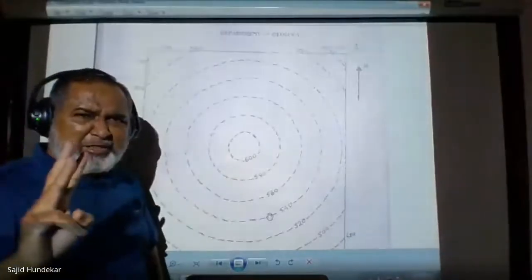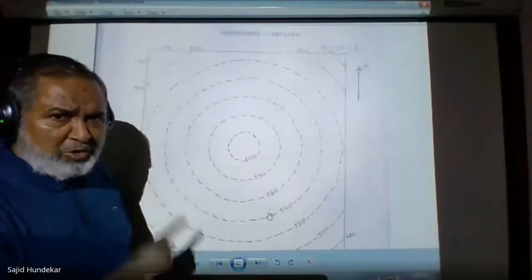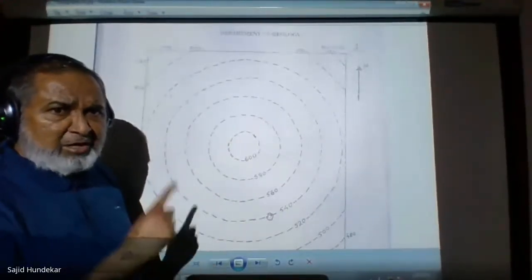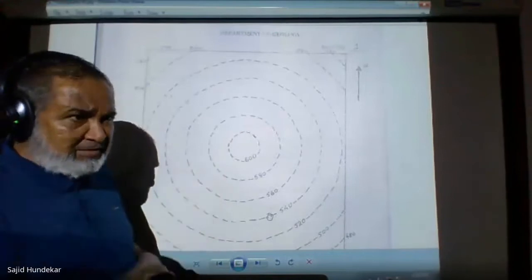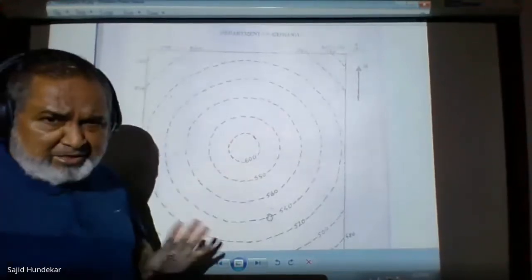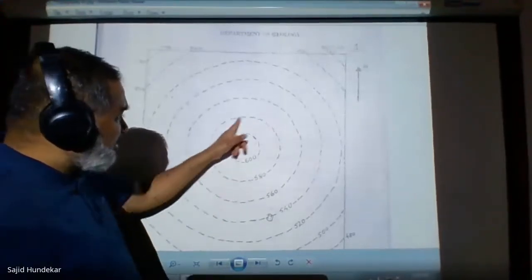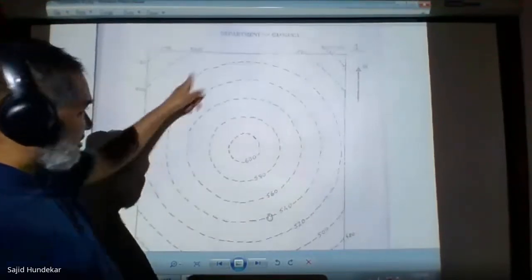Yes, sir. So there will be three lines you have to write. First line: the given map represents a closed, concentric, circular contour pattern. This is the first sentence. Second sentence: the contour interval is 20 meters. Third point: the contours are equally spaced in all directions.